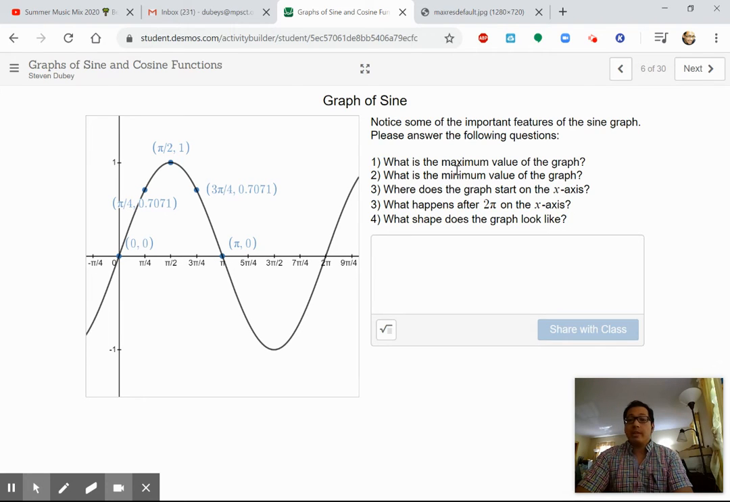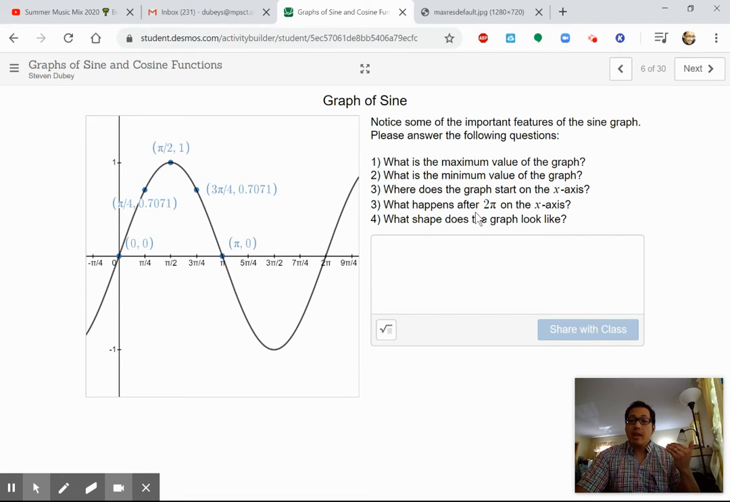So for example, what is the maximum value of the graph? What's the highest point it reaches? What is the minimum value? What's the lowest point it reaches? Where does it start on the x-axis? In this case, it starts at 0.